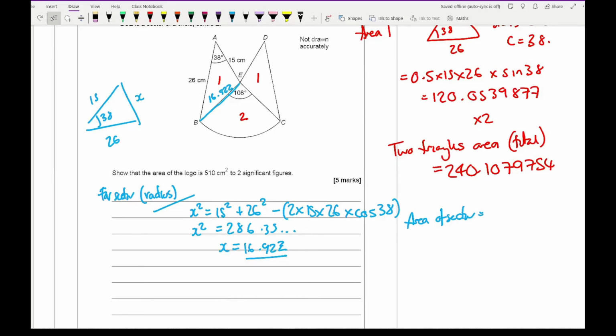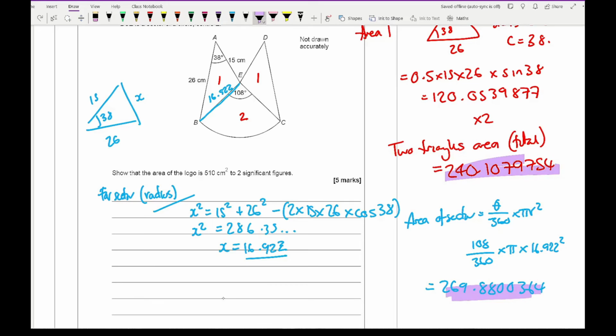the formula I use for that is theta over 360 times pi r squared. Theta in this case is 108. So it's 108 divided by 360 times pi times 16.922 squared. Typing that all into my calculator, 108 over 360 times pi times the radius squared, I get an area of 269.880064. To get the total area, all you need to do is add this number to this number.